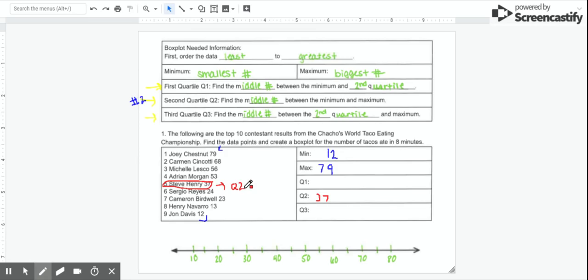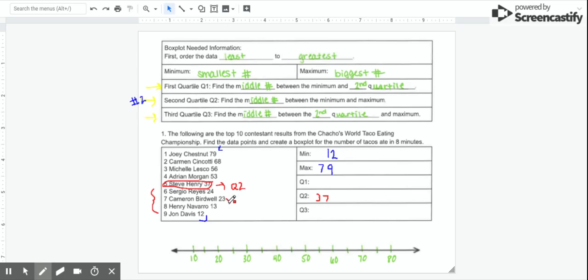And now this is going to be backwards because normally they're in order from least to greatest. This one's in order from greatest to least. So Q1 is actually going to be in the middle of these bottom 4 numbers. And since there's 4 numbers, that means there's going to be 2 in the middle. So from number 6, which is Sergio, to 9, John Davis, we've got 2 numbers in the middle.